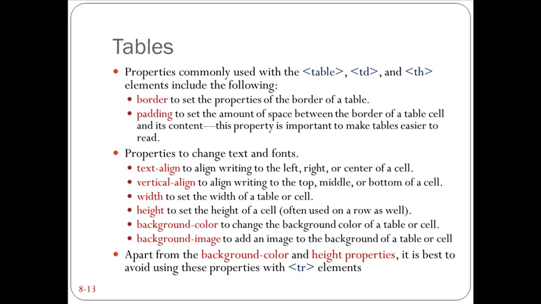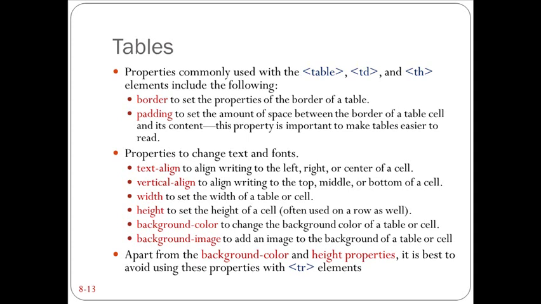The padding is the amount of space, we've talked about this before, between the border of a table cell and its content, so it makes things a little bit easier to read. As far as dealing with the text and fonts, you could use the text align, vertical align, which is the top, middle, or bottom of a cell, the width, the height, the background color, and the background image. These are all things that we've looked at already that you should be familiar with.